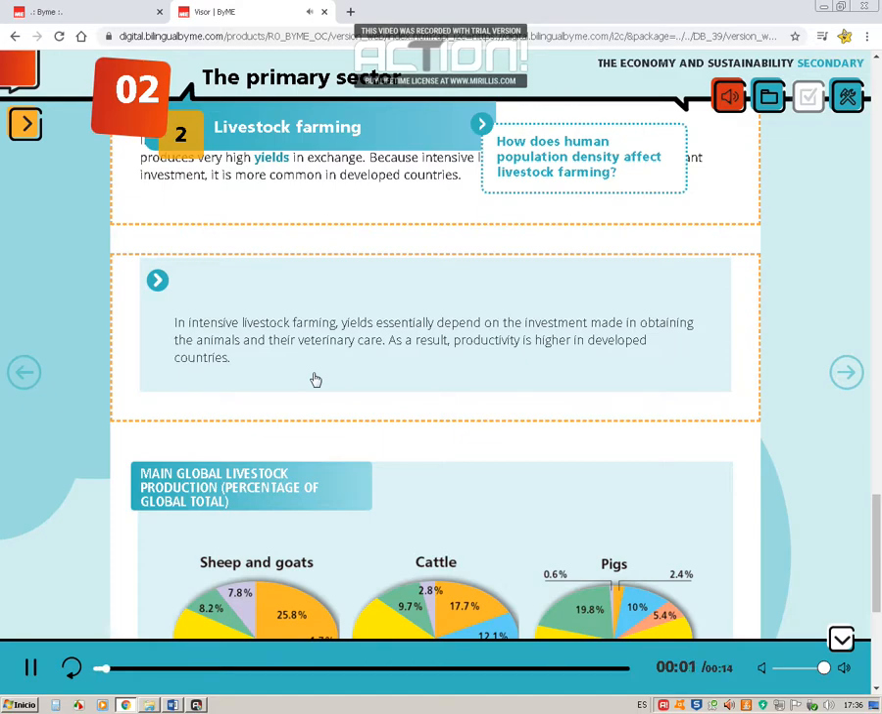In intensive livestock farming, yields essentially depend on the investment made in obtaining the animals and their veterinary care. As a result, productivity is higher in developed countries.